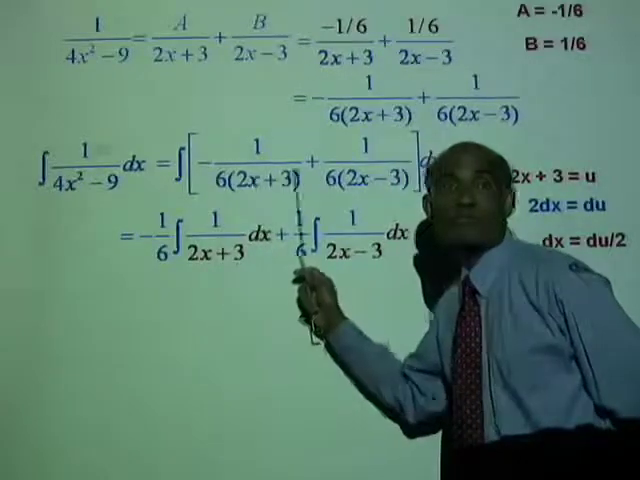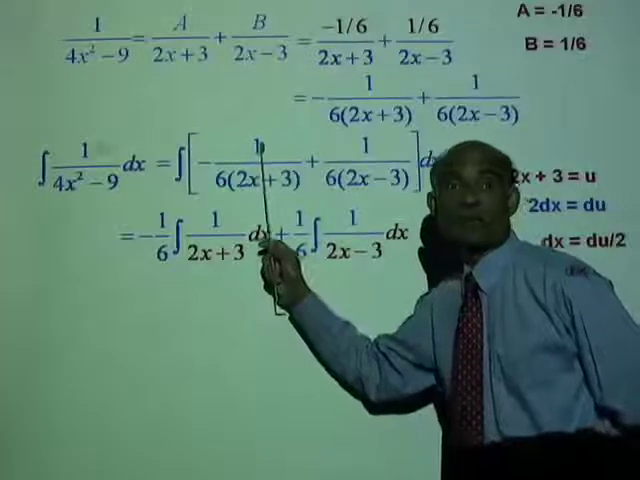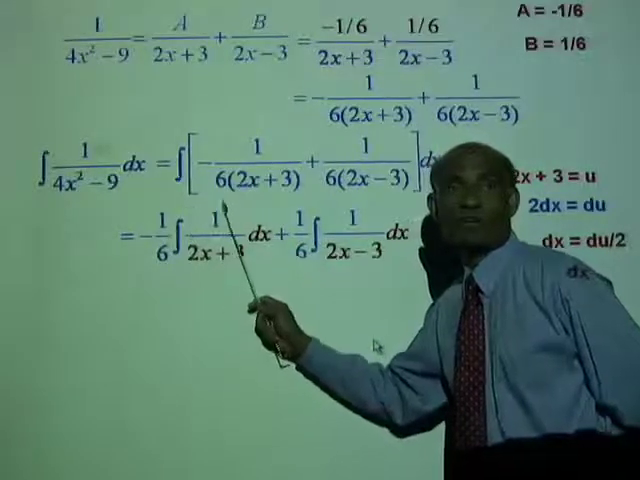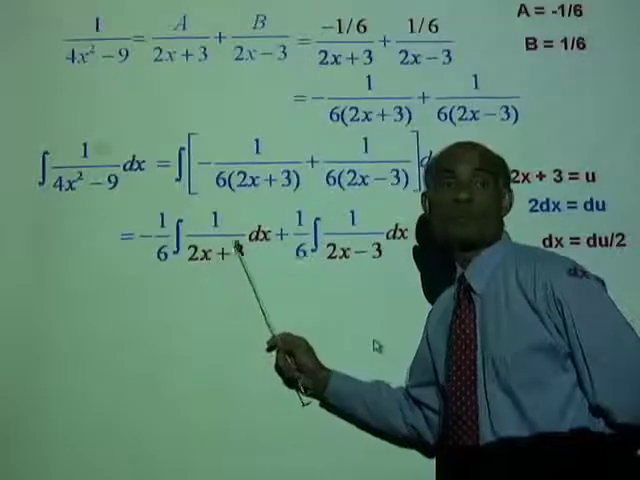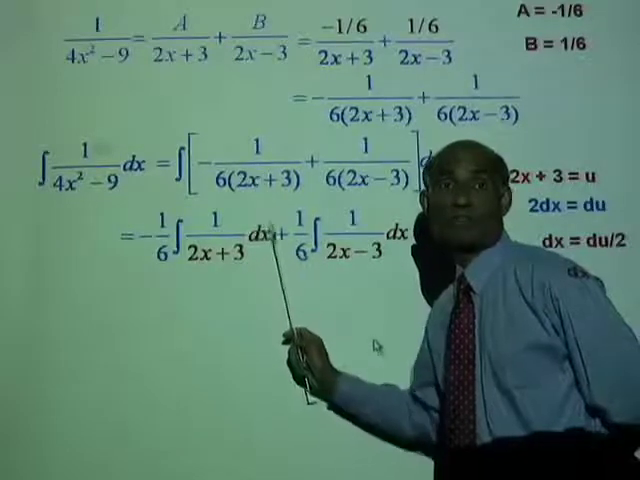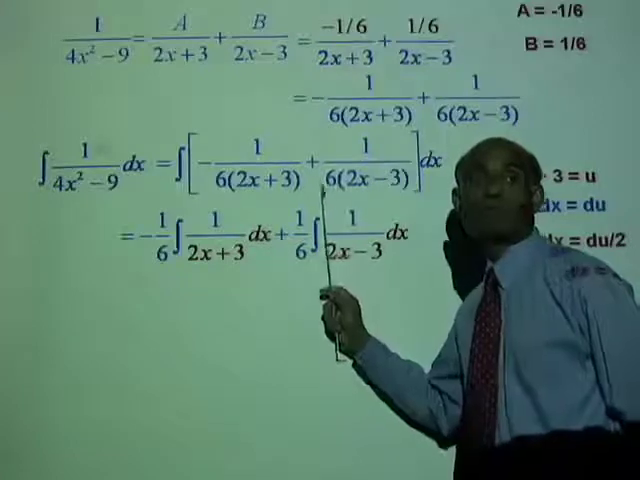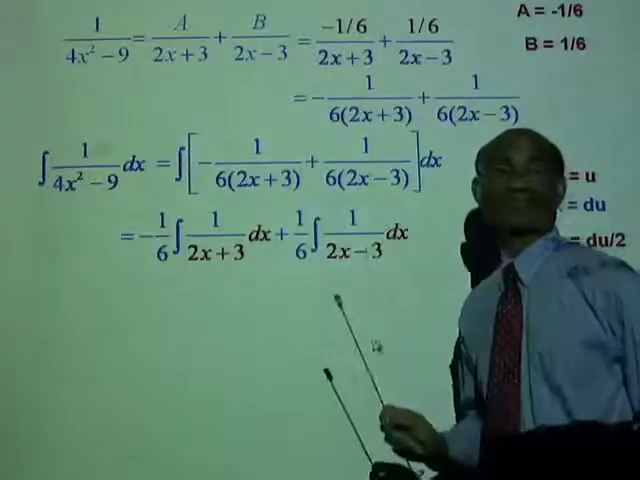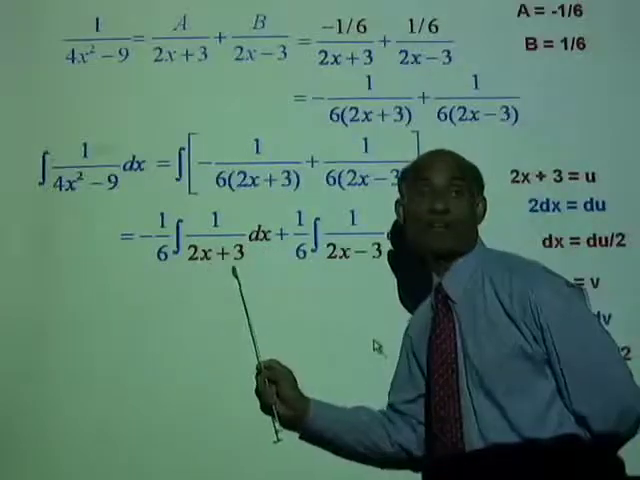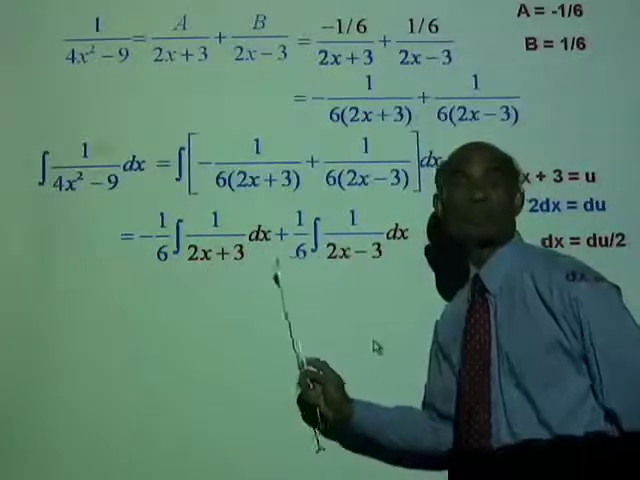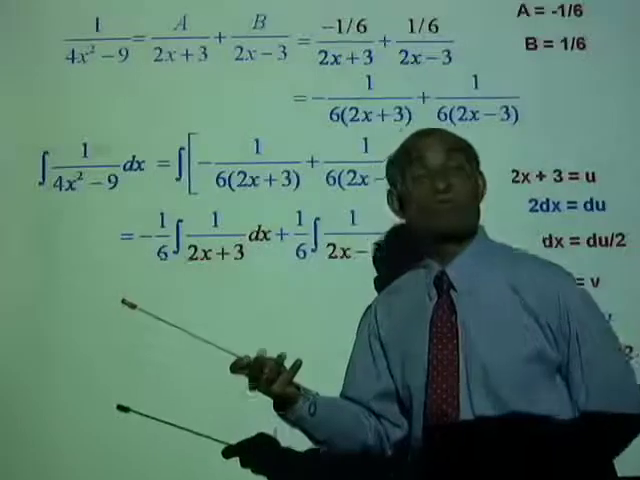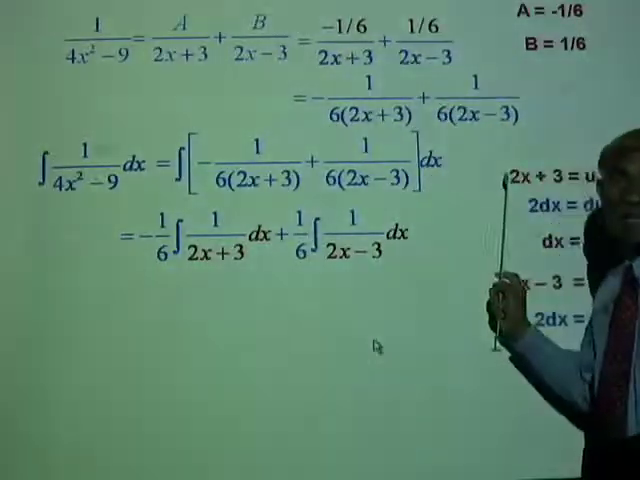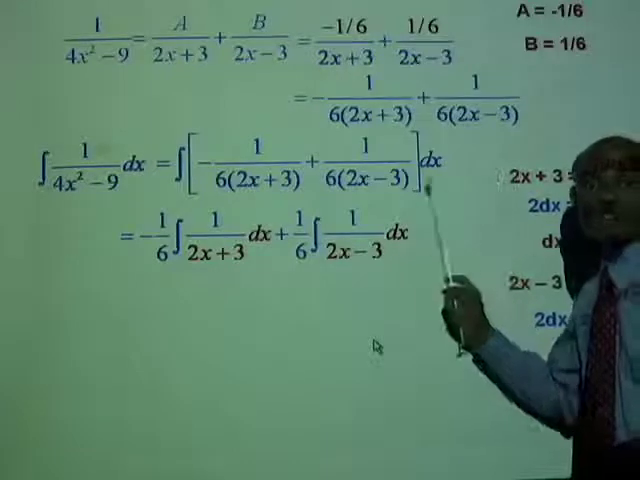We are going to split this into two integrals. The first one will be negative 1/6 integral 1 over 2x plus 3 dx. That is the first integral. Plus 1 over 6 integral 1 over 2x minus 3 dx. Now you can see I have colored the denominators red, because these are simple expressions we can do by a substitution. Now look on the right side, see how the substitution is made.